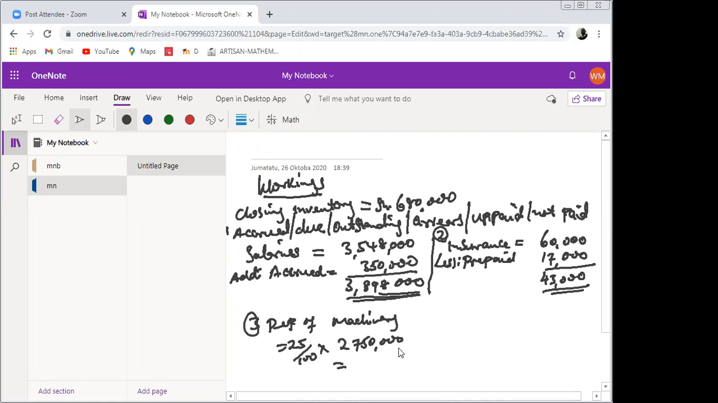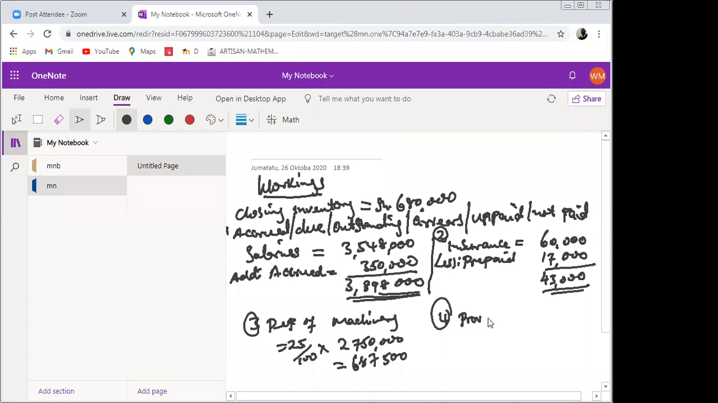$0.25 times 2,750,000 is 687,500. That is the depreciation for machinery this year. Then number 4, adjustment working on the provision for doubtful debt.